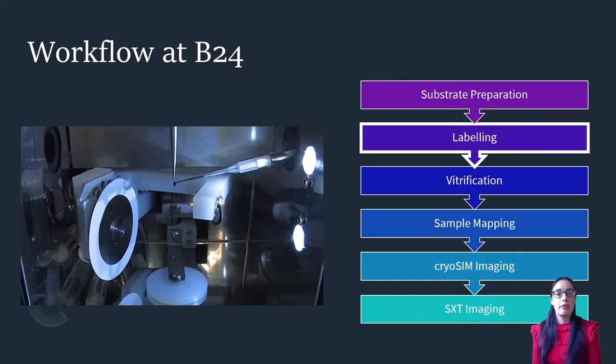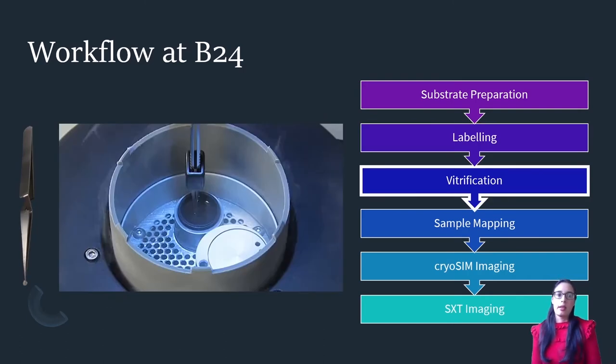The samples can then be fluorescently labelled, and we also label them with gold nanoparticles, and these act as fiducials for alignment before the reconstruction of the tomograms. Then the samples are vitrified by plunge freezing in liquid ethane.